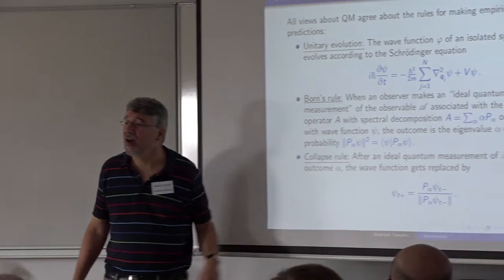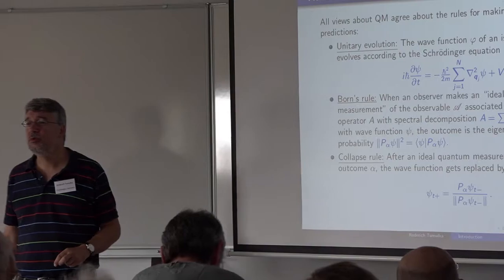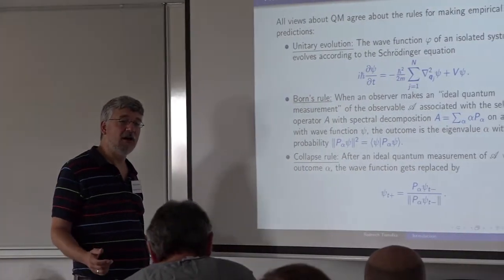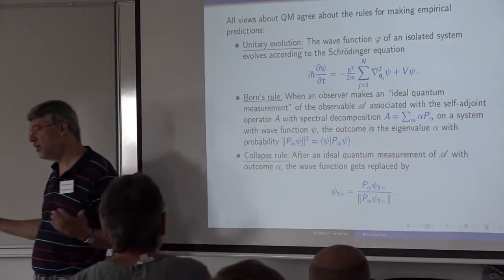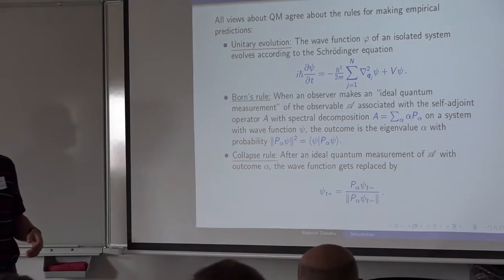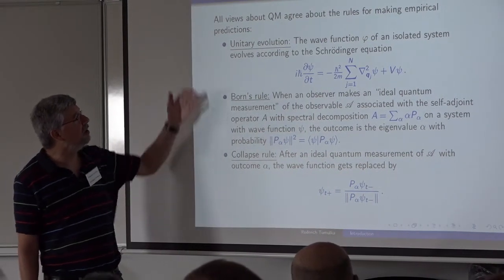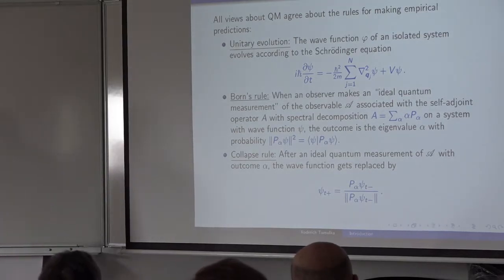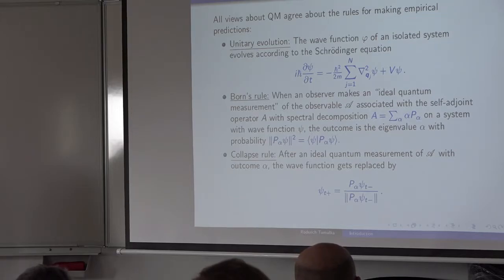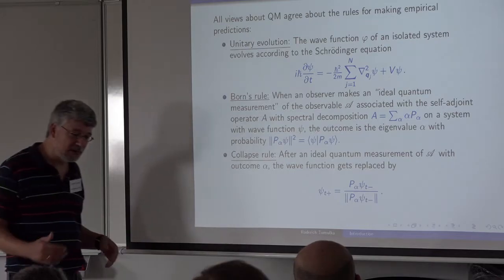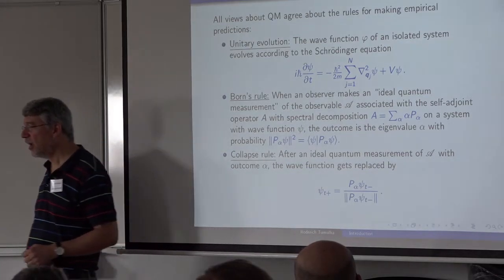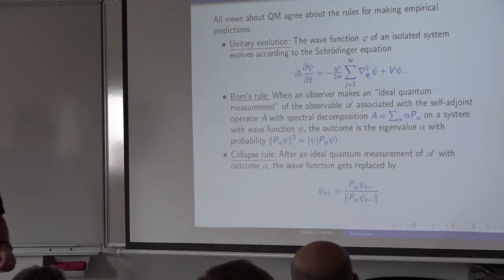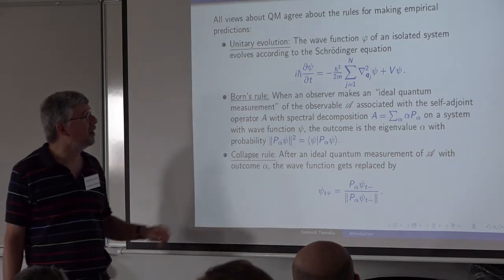So on this slide, I've made a list of rules of quantum mechanics, the set of rules that you use for making predictions in quantum mechanics. Here I organize it in three rules, and these rules for predictions are basically universally accepted. So all the different views and different interpretations of quantum mechanics agree about these rules for making predictions.